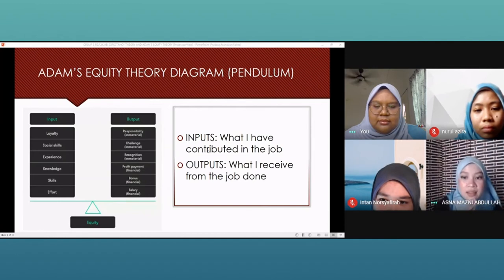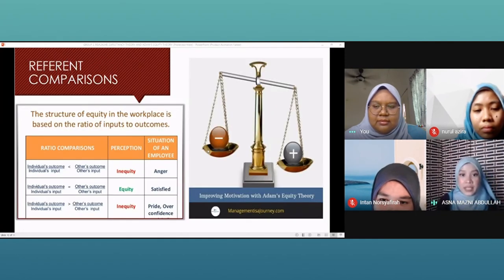Okay, next. In equity theory, when individuals want to assess equity, they tend to compare themselves with other people, personal experiences, or the system. Adams calls this reference, meaning that employees use each other as reference points. The structure of equity in the workplace is based on the ratio of inputs to outputs. Employees compare their efforts and rewards with others in similar work situations. They work in exchange for rewards from the organization and are motivated by the desire to be treated as equal at work.